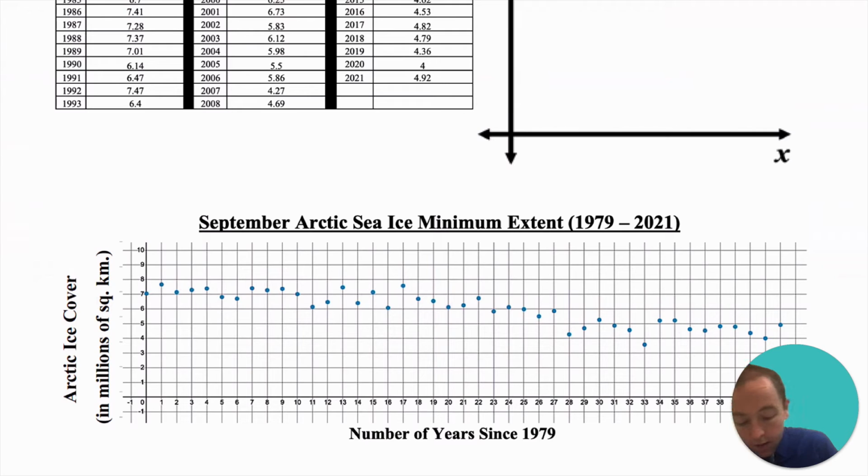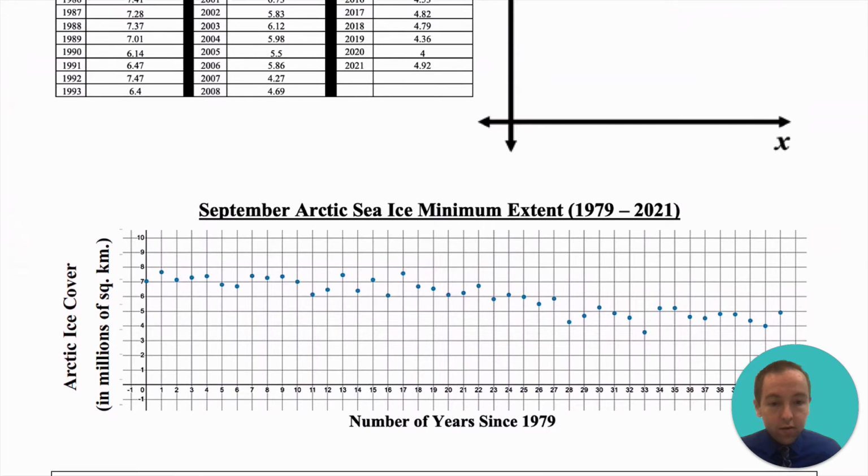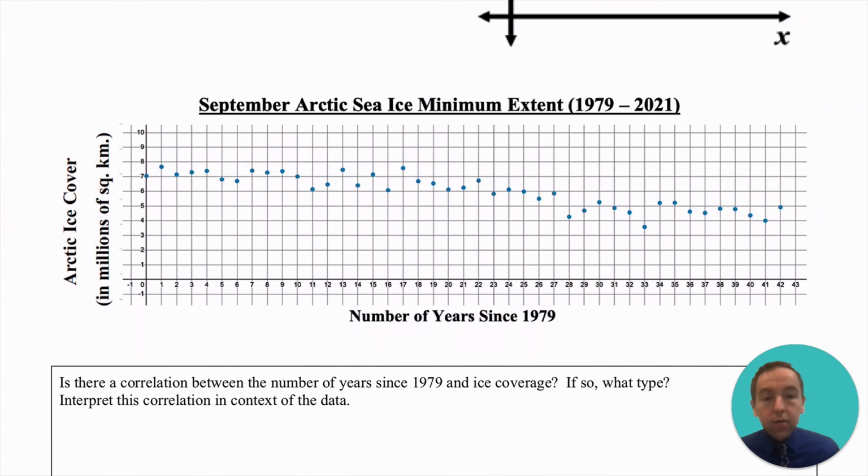Do recognize that along the x-axis, I've made it be the number of years since 1979, so the x-axis numbers are not actually the years themselves, and it doesn't start at 1979. Year zero is actually going to be 1979, and so on from there. So it definitely looks like there's a correlation. To answer the first question: is there a correlation? Yes.